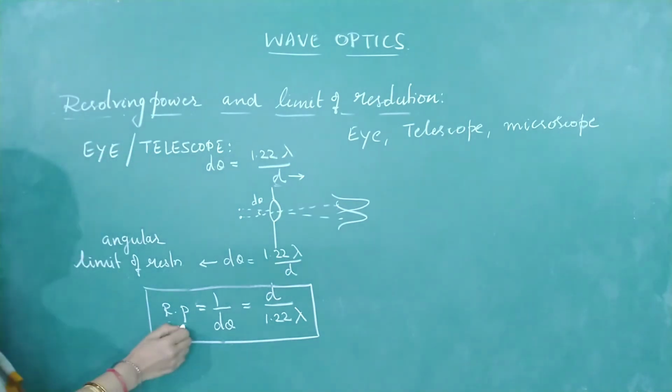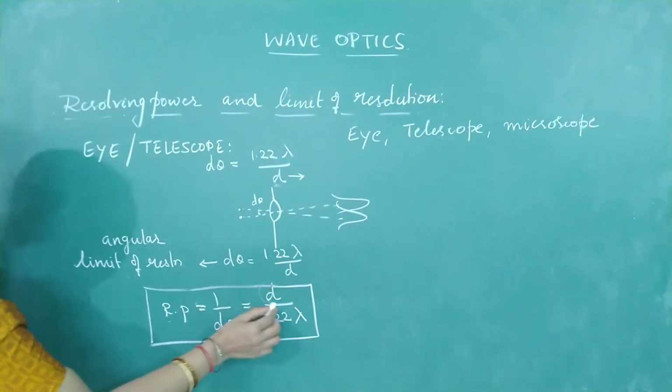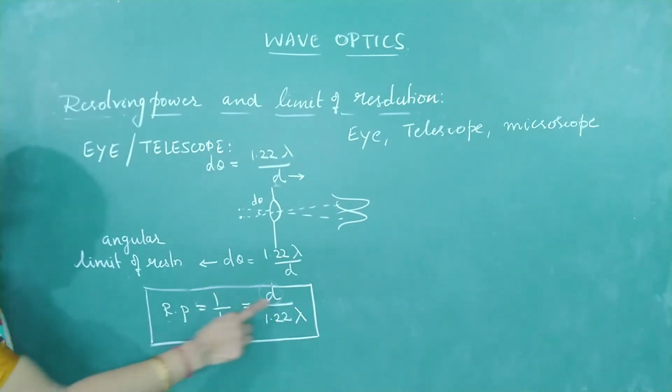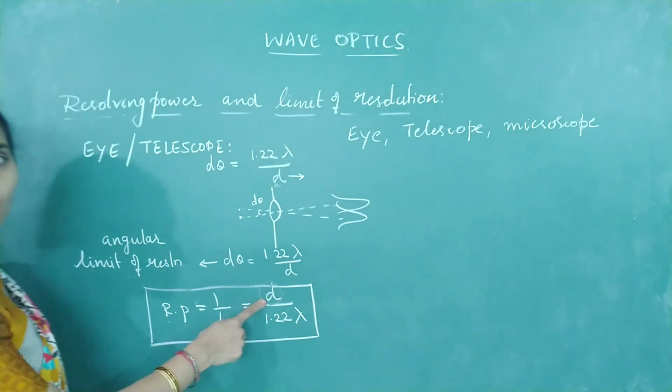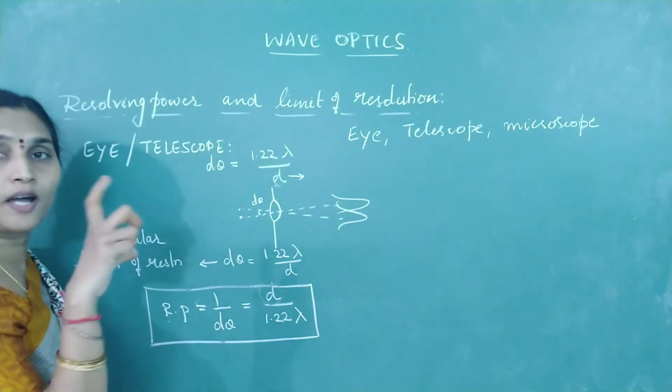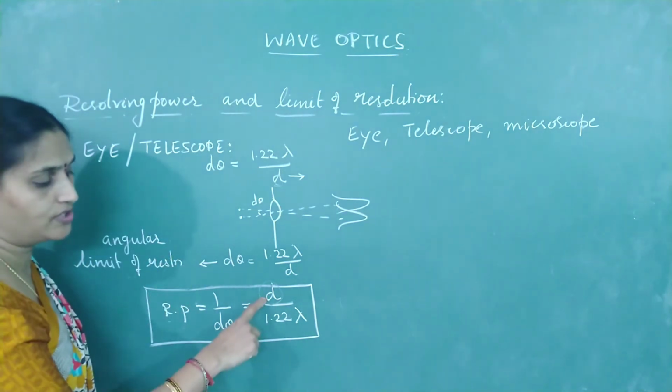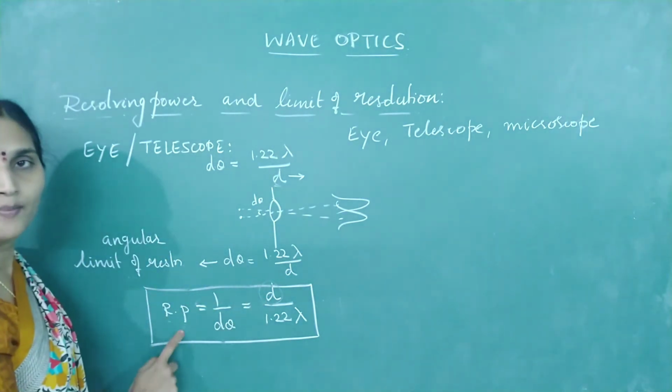The objective has to just resolve and bring the object close to the telescope. So look at the resolving power. How is it related to the aperture of the lens? Directly. Larger the aperture, better is the resolving power. In case of a telescope, when we use the objective lens, we have taken the aperture very large. Larger aperture gives you a better resolving power.